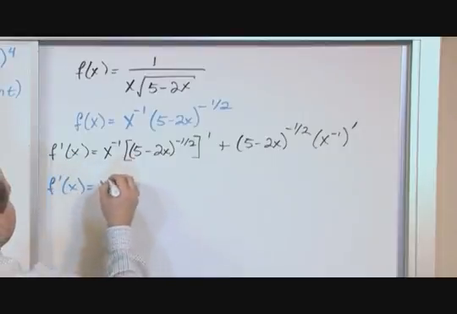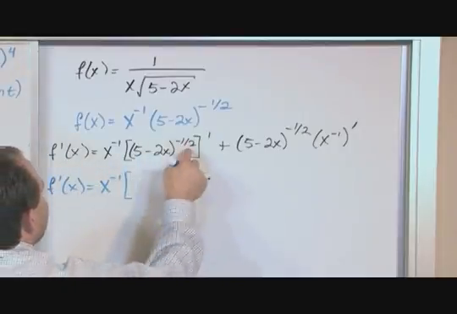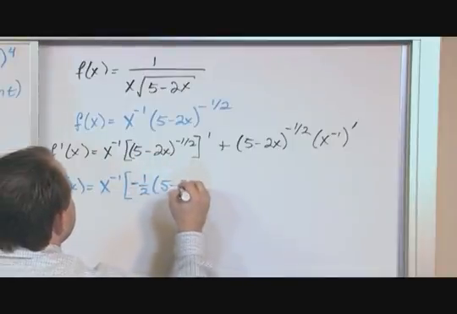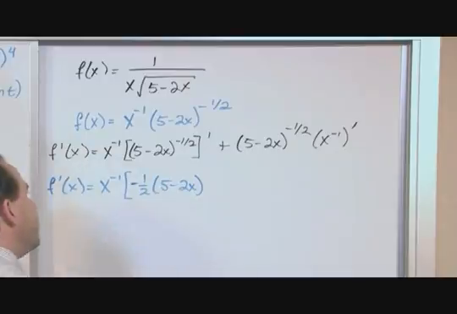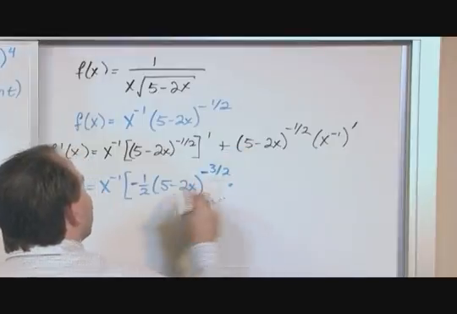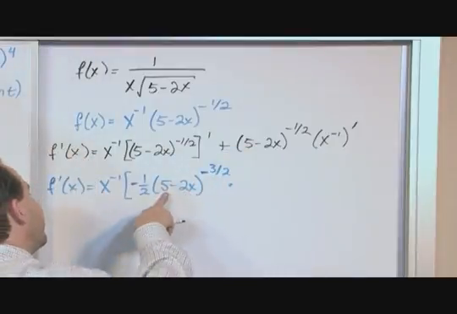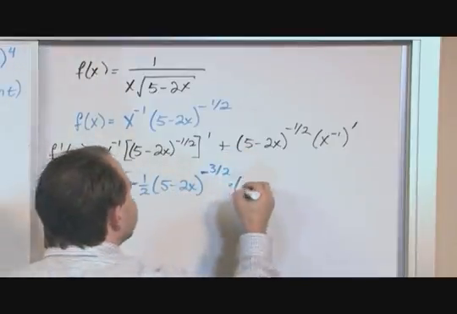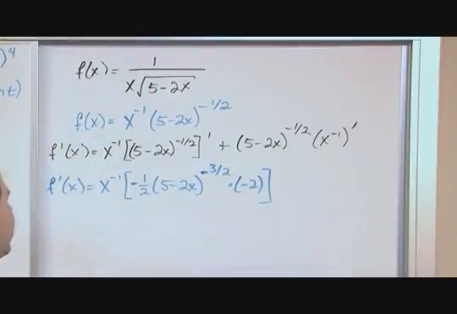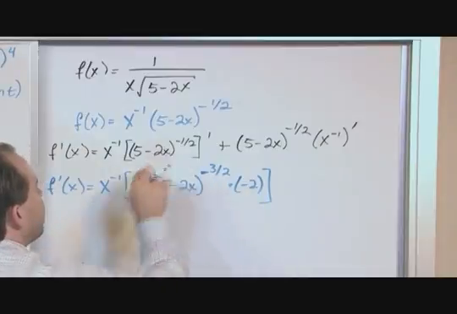I'll have x to the negative 1 on the inside here. I'll bring this negative 1/2 down, 5 minus 2x. What is negative 1/2 minus 1? If you think about it, negative 1/2 minus 1 is negative 3/2. But I have to multiply by the derivative of the inside. The derivative of this is 0. The derivative of this is negative 2. So that closes off this derivative here. This was the chain rule. I used the chain rule for this part of it.